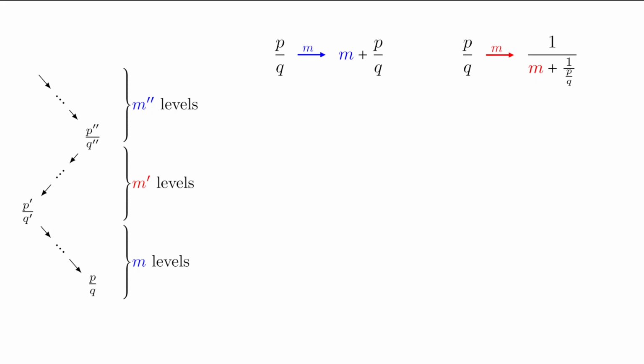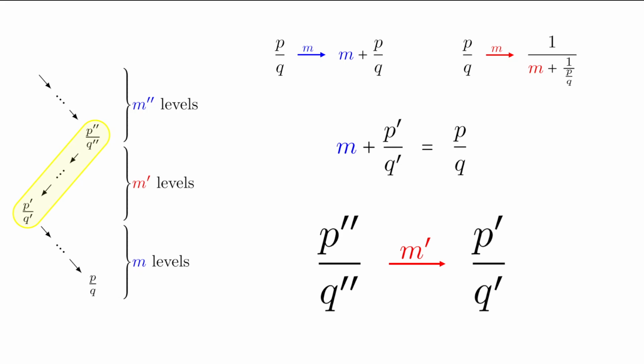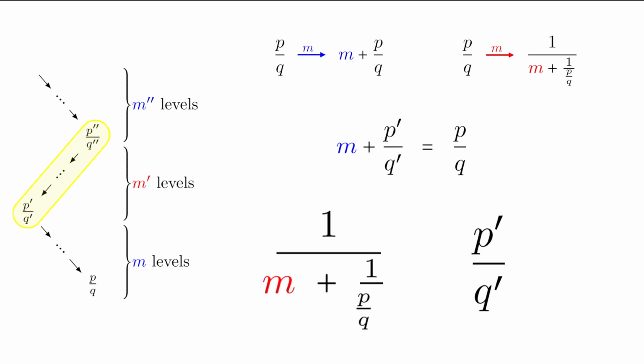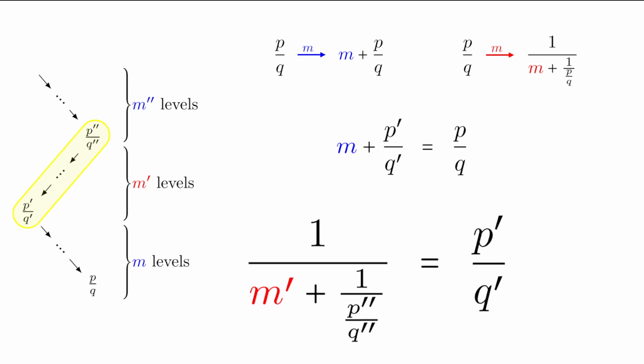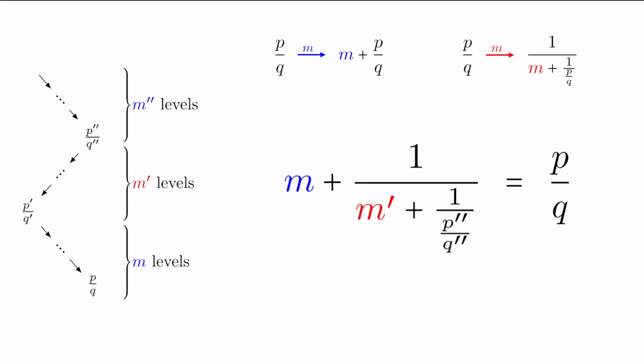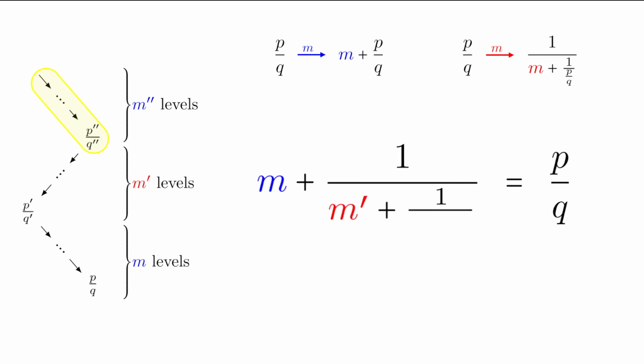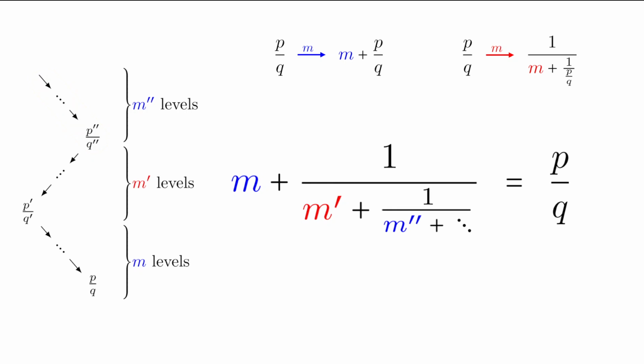Here are the two rules we just determined. And at the bottom of the diagram, we see that P over Q is m right moves away from its ancestor, P prime over Q prime. But we also know how to express this using our new rule, so we get this equivalence. The same thing is true here in the middle with left movements, and we get another equality. And we can substitute this value in, and then we can write P over Q double prime in terms of its ancestor, and so on.